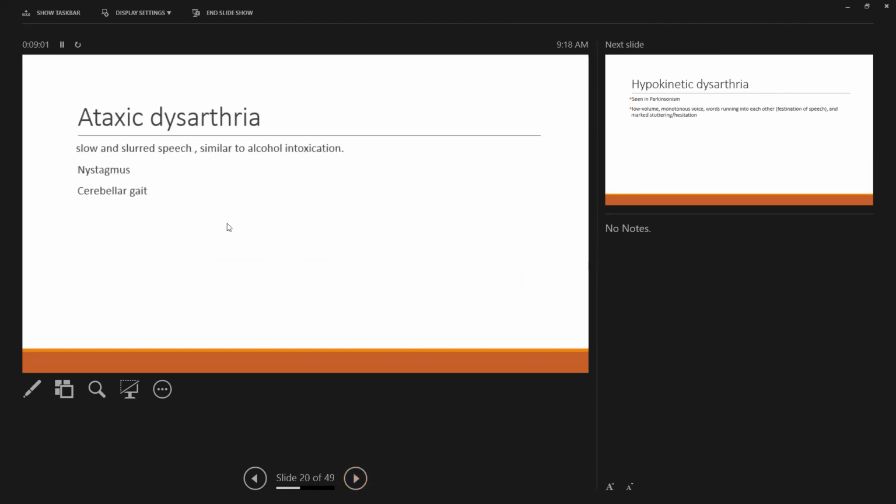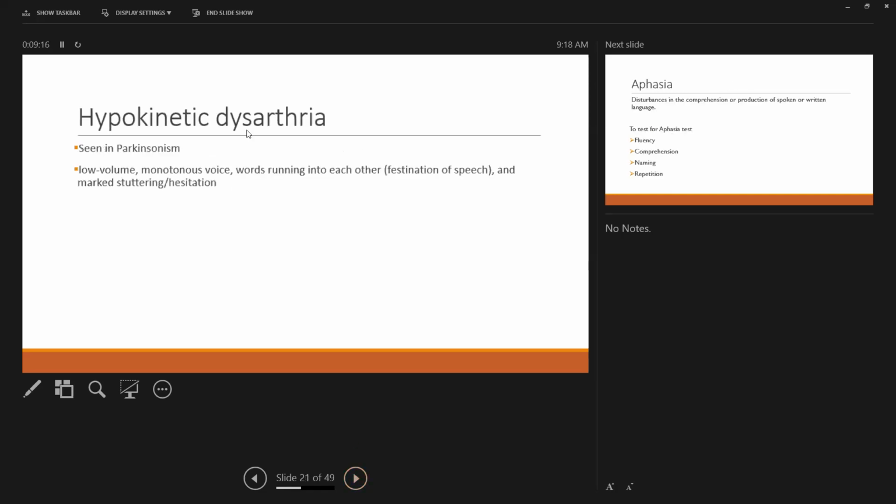Then ataxic dysarthria is seen in cerebellar lesions. The speech will be slow and slurred, similar to alcohol intoxication. Along with this, there will be nystagmus and cerebellar gait. And in hypokinetic dysarthria, as seen in Parkinsonism, there will be low volume, monotonous voice, words running into each other, and marked stuttering or hesitation.